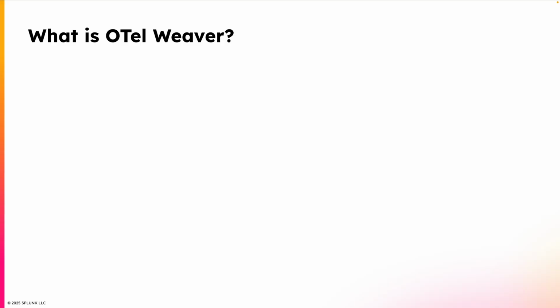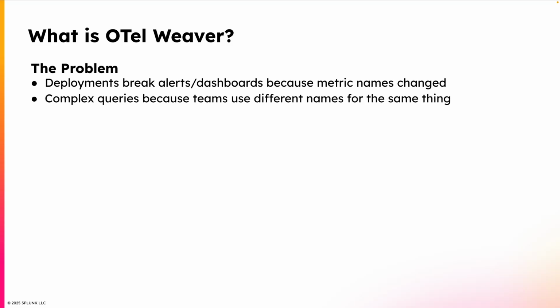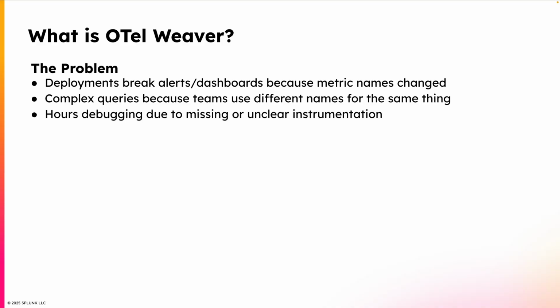There are several common problems that are encountered by SRE teams, platform teams, and development teams. Deployments of new software break alerts and dashboards in the team's observability backend because metric names were changed, updated, or even deleted. And oftentimes they have to use complex queries in their observability backend because teams use different names for the same thing. And this can result in an unnecessary amount of hours being spent debugging an issue due to missing or unclear instrumentation. So what we're really talking about here are semantic conventions.